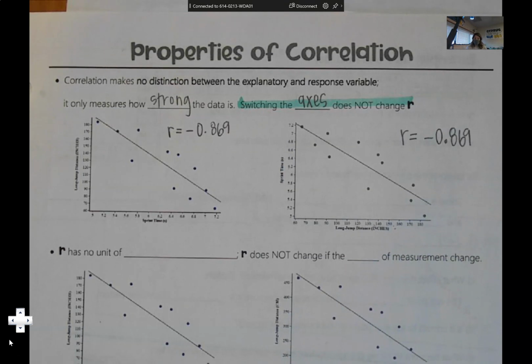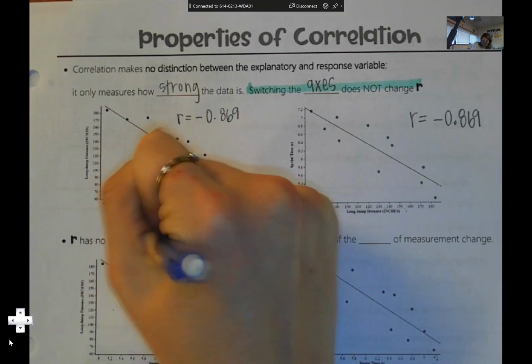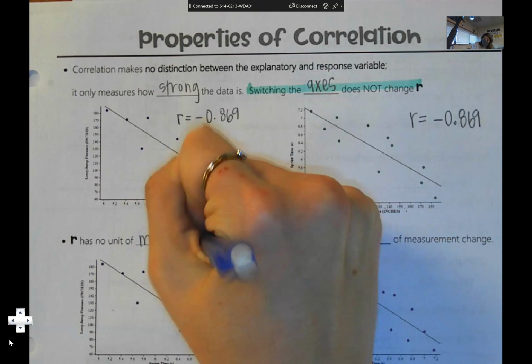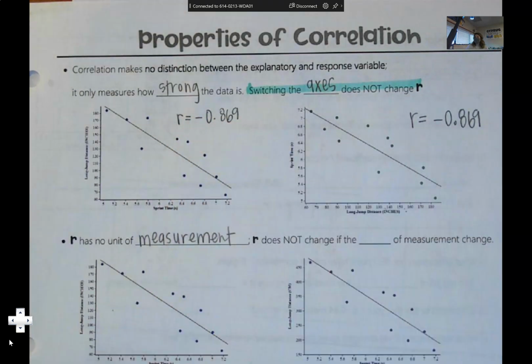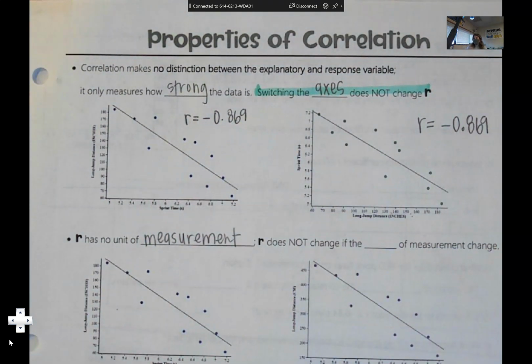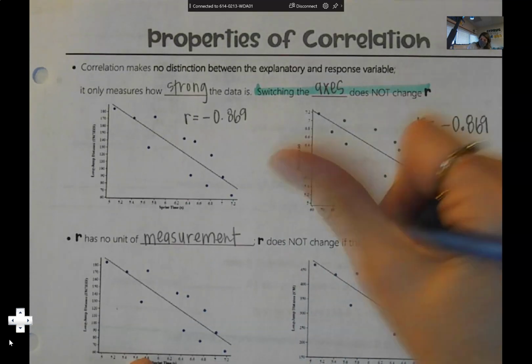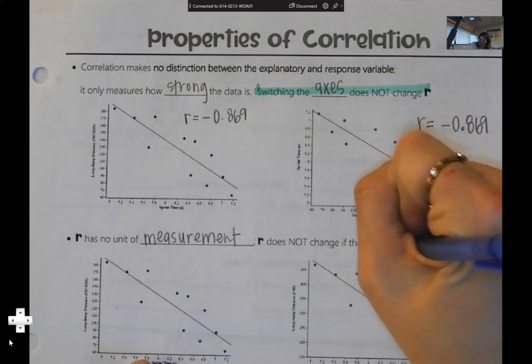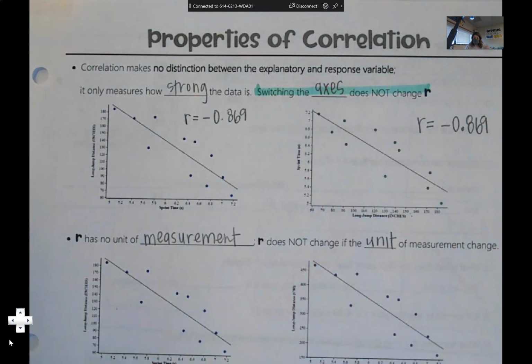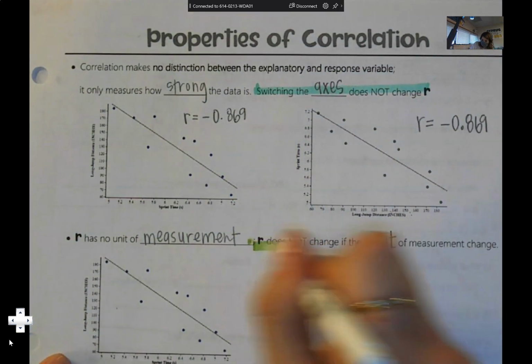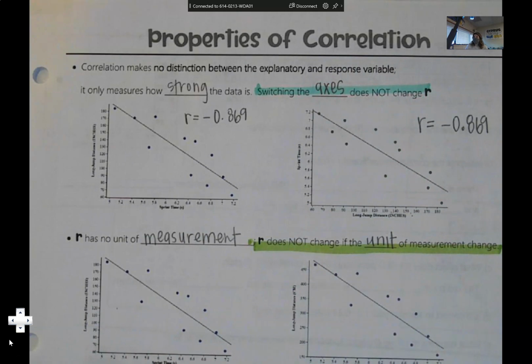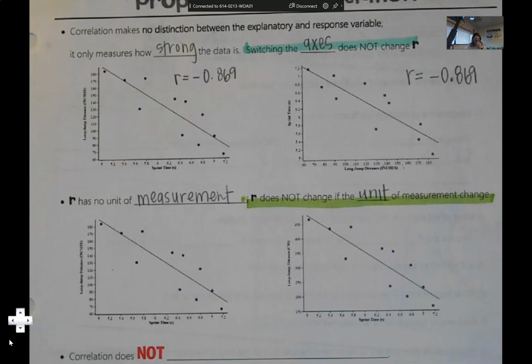Number 2, R has no unit of measurement. So we don't say R is negative 0.869 seconds. It doesn't have a unit of measurement. R does not change if the unit of measurement changes. So R doesn't change even if your unit of measurement changes.